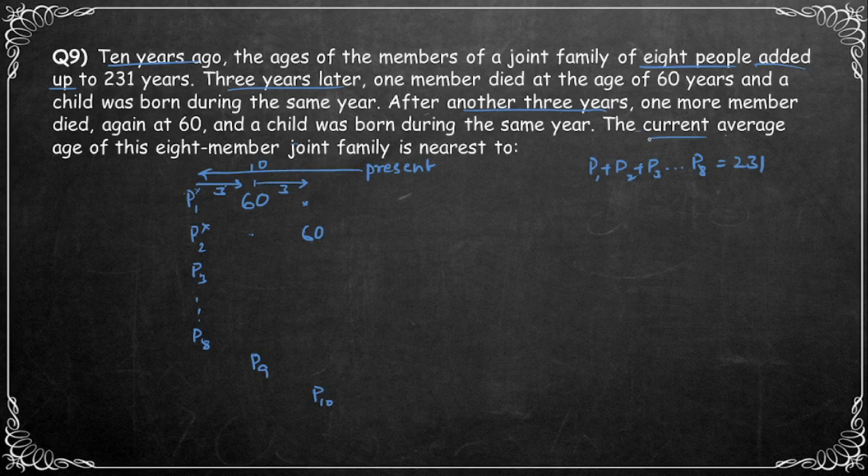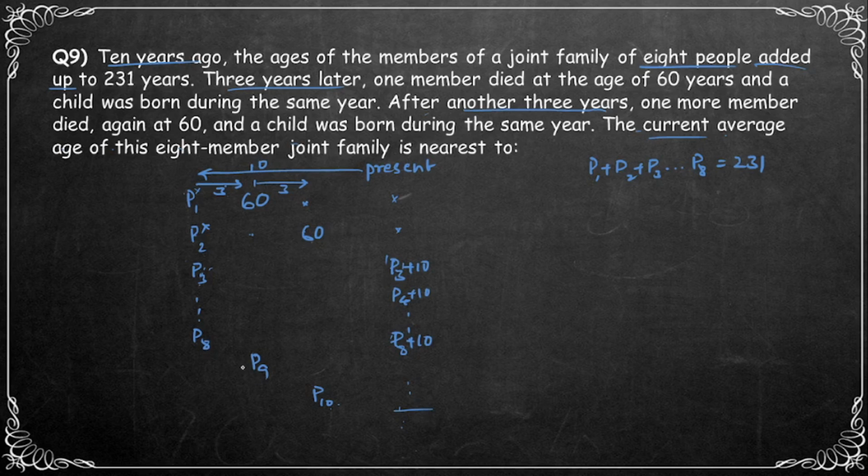Now they're asking for the current average age of this 8-member joint family. That means P1 and P2 are not present. P3 till P10. So that means 10 minus 3, it is 7 plus 1. So it is 8 people. So they are present, and we need to find their average value. Average age means we need to add all of these values and divide by 8 to get the average value. So P3's age at present will be P3 plus 10. Similarly, P4's age will be P4 plus 10 till P8 plus 10.